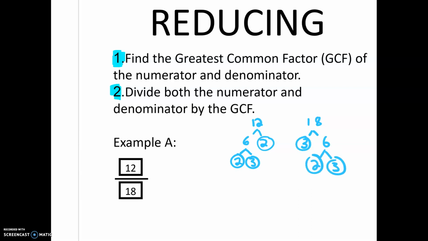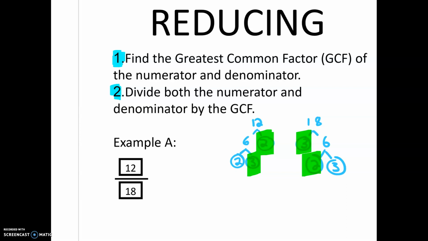Now we just write down each of the factors that we have in common. If we look, we have a 2 in both of them and a 3 in both of them. Then our other number is a 2 and a 3, so those are not in common. And we don't care about the ones that we didn't circle, so those 6s we don't really care about.